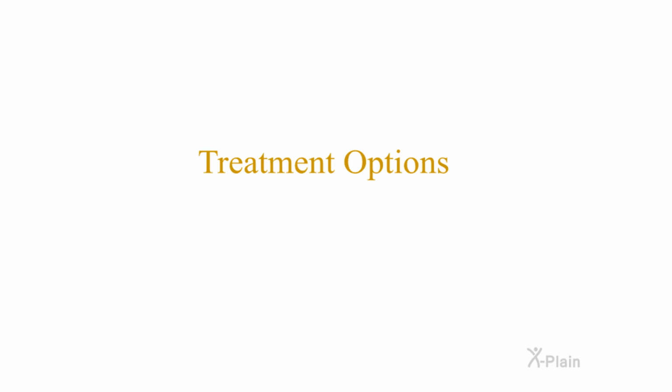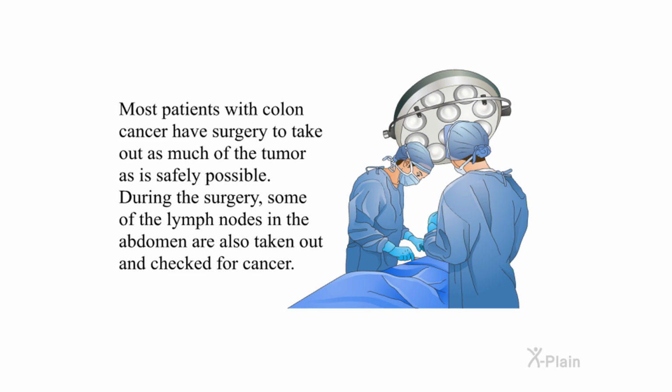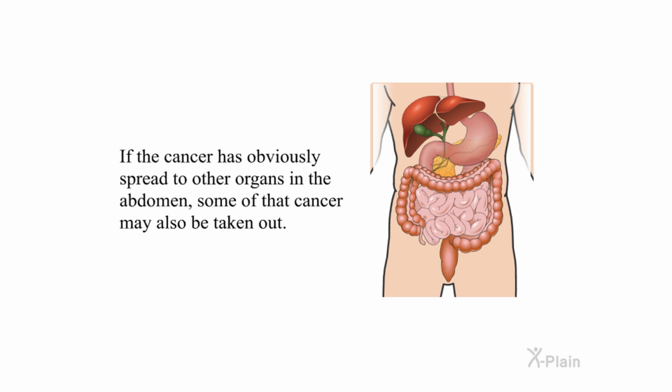Treatment options. Most patients with colon cancer have surgery to take out as much of the tumor as is safely possible. During the surgery, some of the lymph nodes in the abdomen are also taken out and checked for cancer. If the cancer has obviously spread to other organs in the abdomen, some of that cancer may also be taken out.